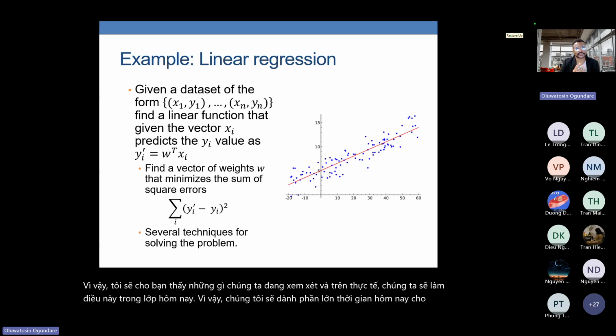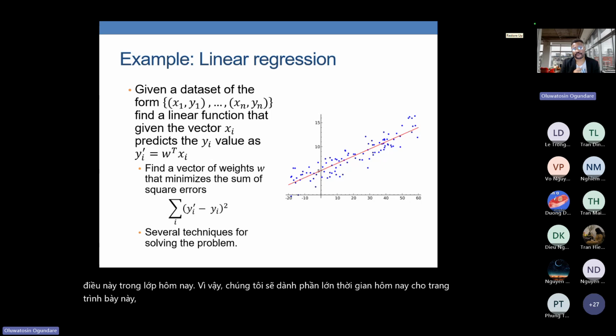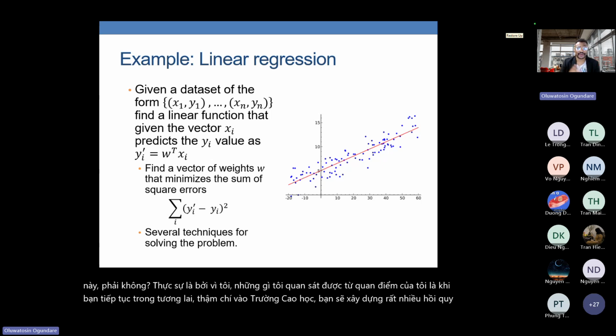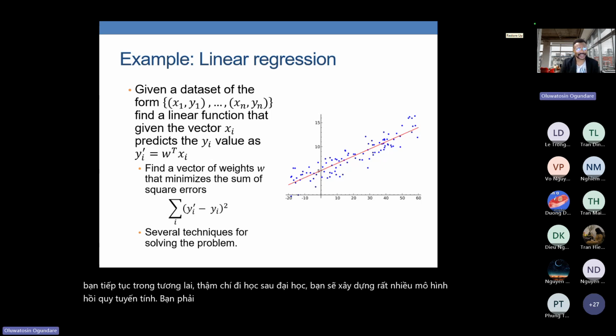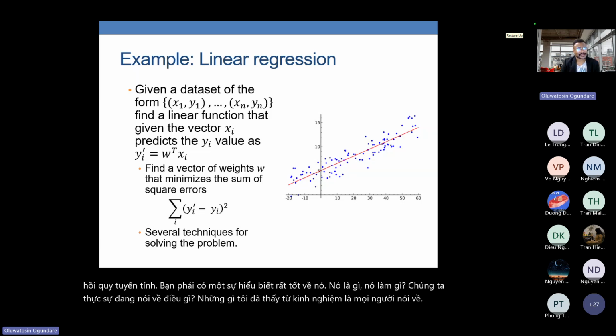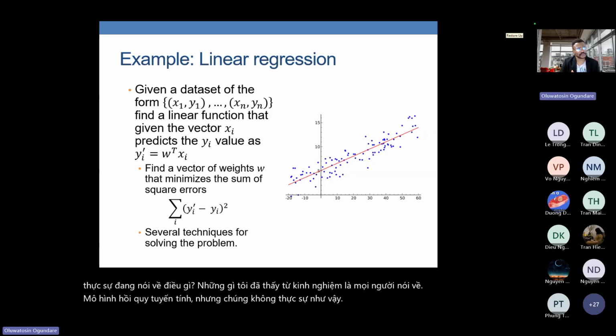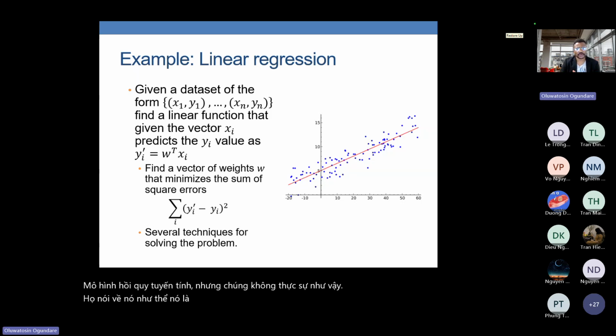Because what I've observed from my point of view is that as you continue into the future, even going to graduate school, you're going to build a lot of linear regression models. You have to have a very good understanding of it. What is it? What does it do? What are we really talking about? What I have seen from experience is that people talk about this linear regression model like it's some really deep, sophisticated model, something doing magic, but it really isn't. It's just the equation of a line.